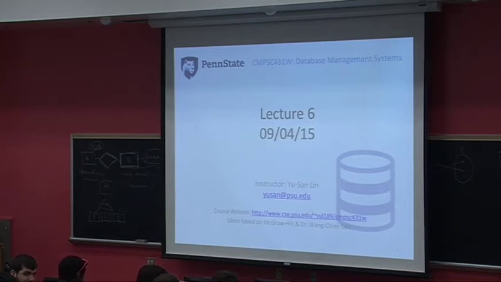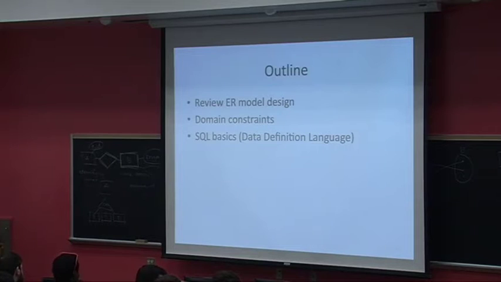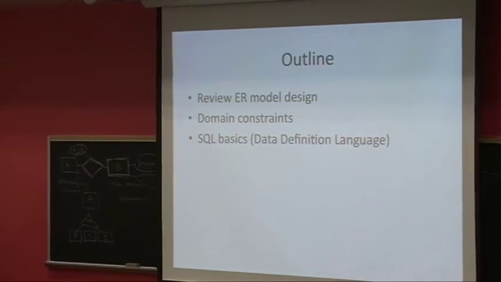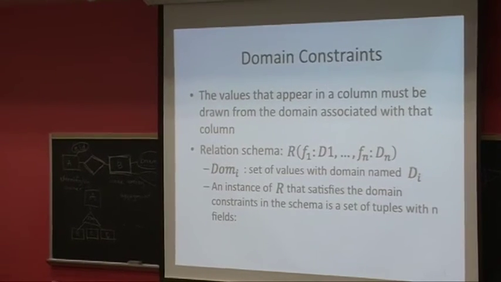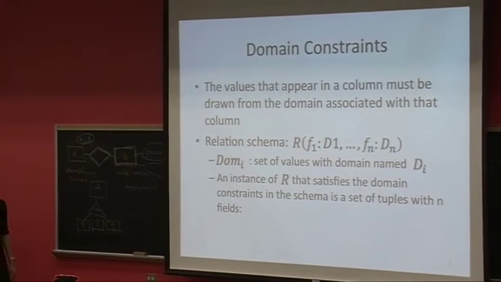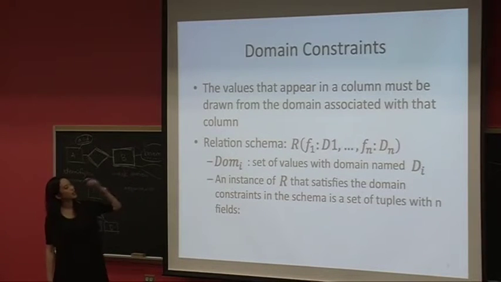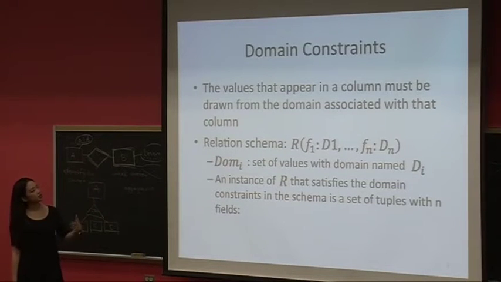Okay, so outline for today, as we just did, we did the ER model design review. And last time we didn't finish the domain constraints, right? Today I'll wrap it up. I think this is what you got until we finished last time, right? We talked about domain constraint, and domain constraint means the values that appear in a column must be drawn from the domain associated with that column.